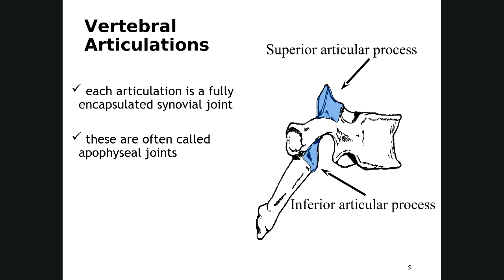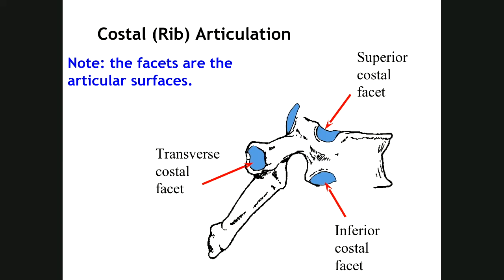So we start with our vertebral articulations. Each articulation is a fully encapsulated synovial joint, often referred to as apophyseal joints. We have our superior articular process and our inferior articular process, and this basically tells you that it's going to connect to the vertebrae above it and the vertebrae below it. This is where they fit like a puzzle.